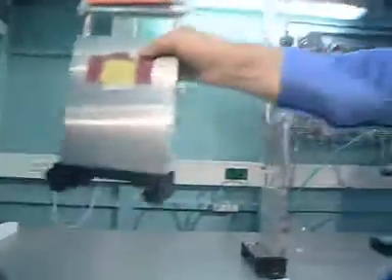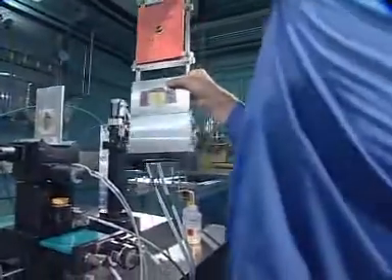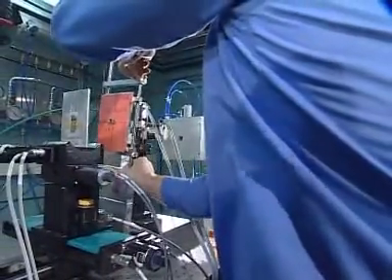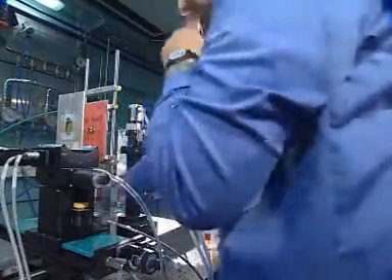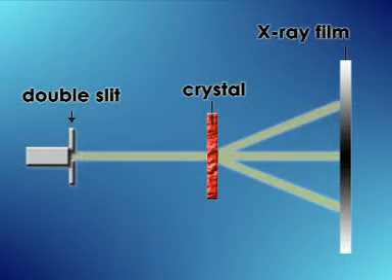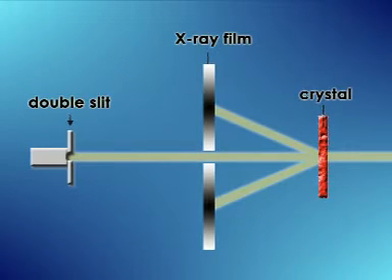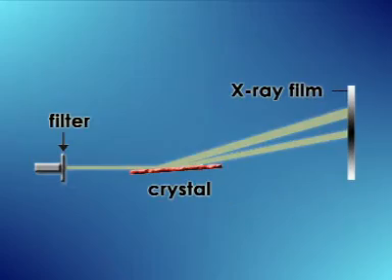Supplementary information is obtained by changing the geometries of the incident and the diffracted beams. The design of the station allows quick changes among these geometries: transmission geometry, back reflection geometry, and glancing incidence geometry.